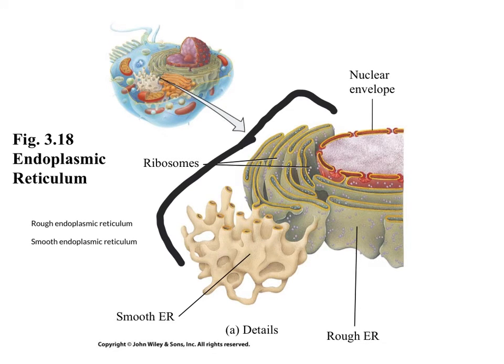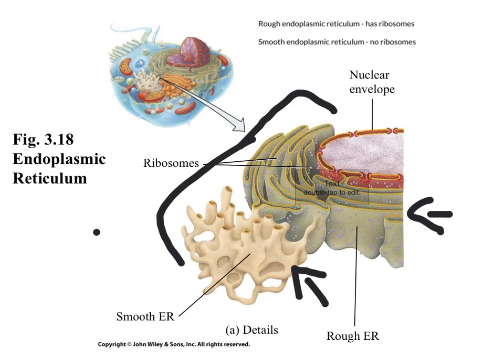This portion here that is studded with ribosomes, up here, the kind of greenish portion, is the rough ER, and this one right here that does not have the ribosomes is the smooth ER. Okay, so this one has ribosomes, and this one has no ribosomes. Let's move this over here so you can see it better.